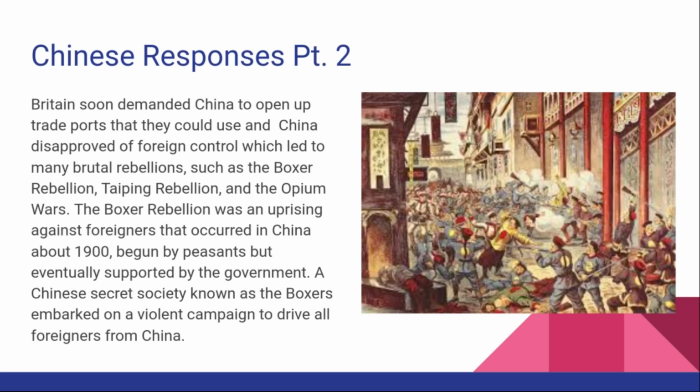The Boxer Rebellion was an uprising against foreigners that occurred in China around the time period of 1900, begun by peasants, but eventually supported by the government. A Chinese secret society known as the Boxers embarked on a violent campaign to drive all foreigners from China.